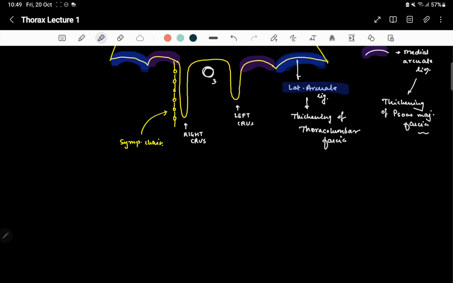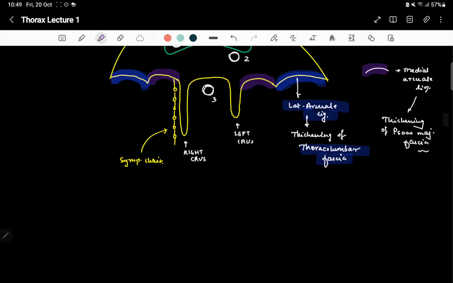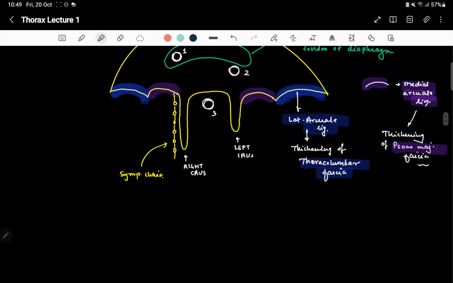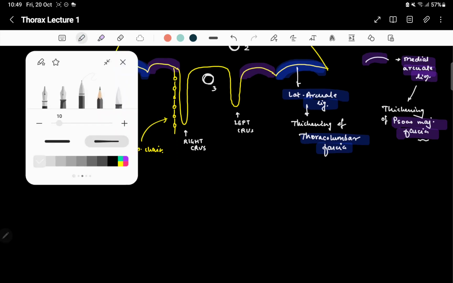Lateral arcuate is the thickening of your thoracolumbar fascia, and your medial arcuate ligament is the thickening of your psoas major fascia. Okay, then some other things are there here. From the lateral arcuate ligament arises some structures.